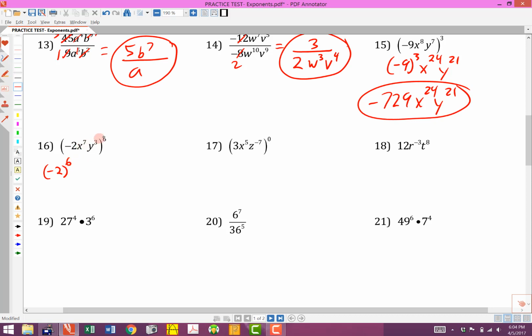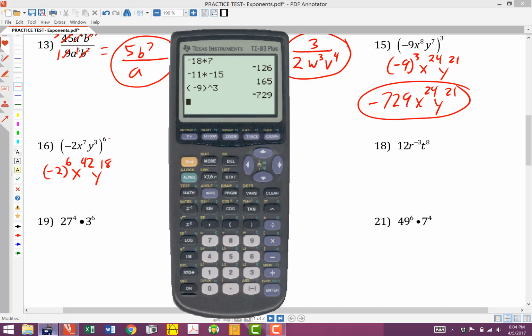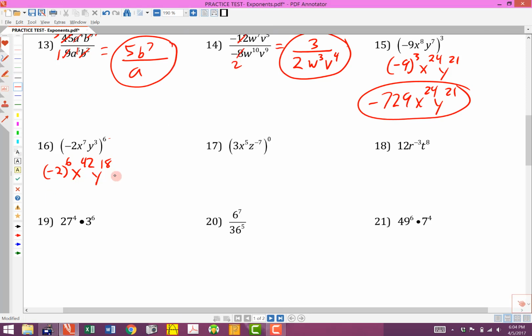I'm going to let the calculator do the work and just double check and make sure that we get that right. Power to a power, we're going to multiply. That's going to be 7 times 6 is 42. Power to a power, we multiply 6 times 3, that's 18. And then let's grab the calculator, and you'll notice that it starts out negative, but as long as I put this in parentheses, which would be a good idea to do every time, this is going to give me a positive 64. So we get 64 x to the 42nd, y to the 18th. And we'll circle that and we're done.